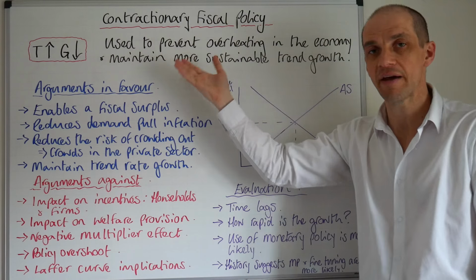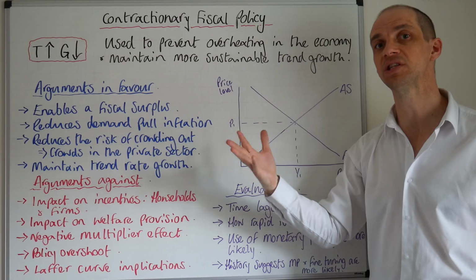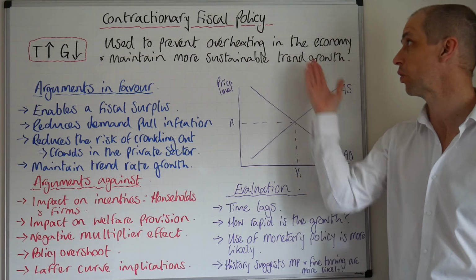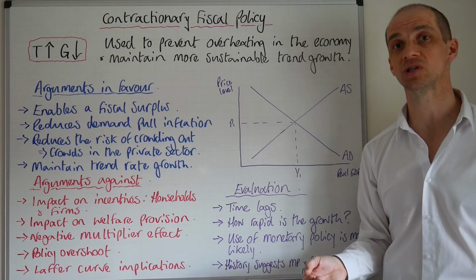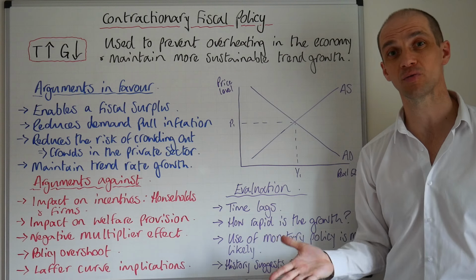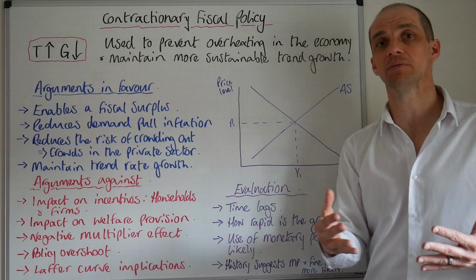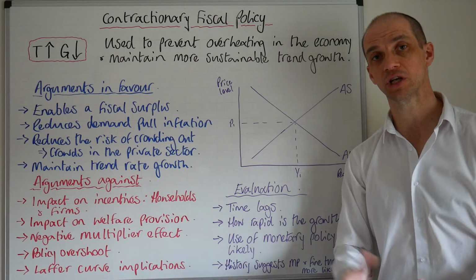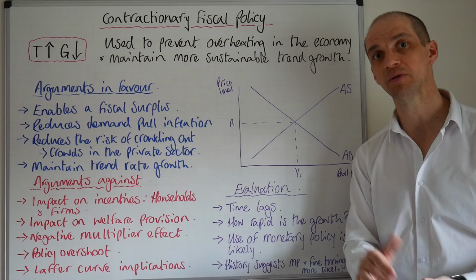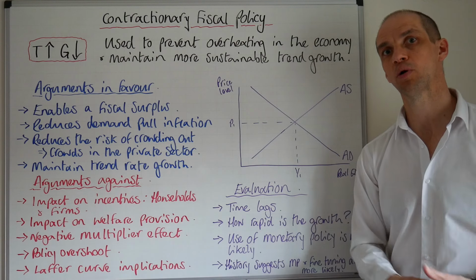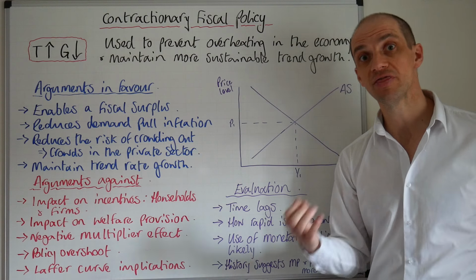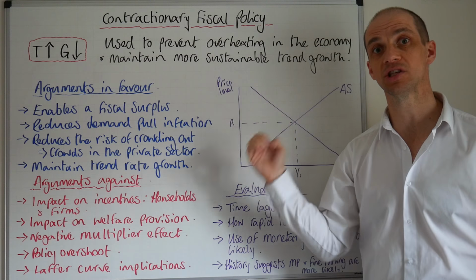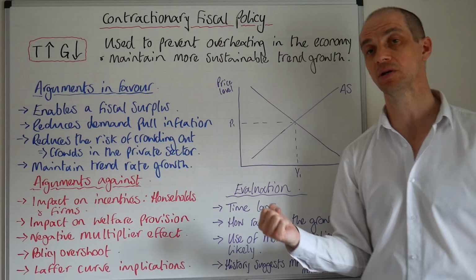So this is going to be used in very particular circumstances, where it's used to prevent overheating in the economy and maintain more sustainable trend rate economic growth. If aggregate demand is very high, perhaps household debt ratios have very much increased, then there may be real concerns about demand pull inflation in the economy, and therefore there may be the need to rectify that situation and reduce that level of aggregate demand.